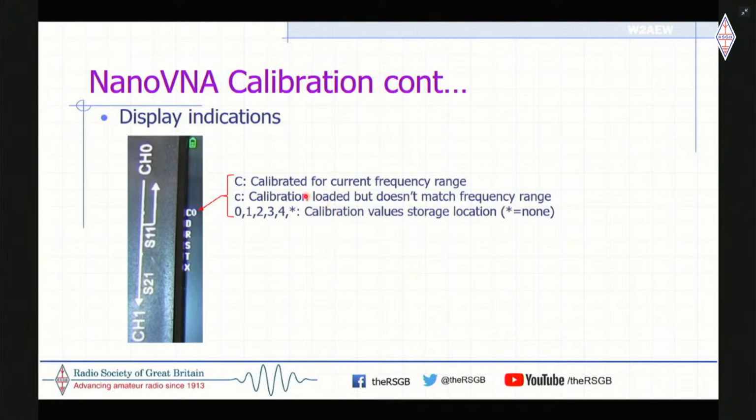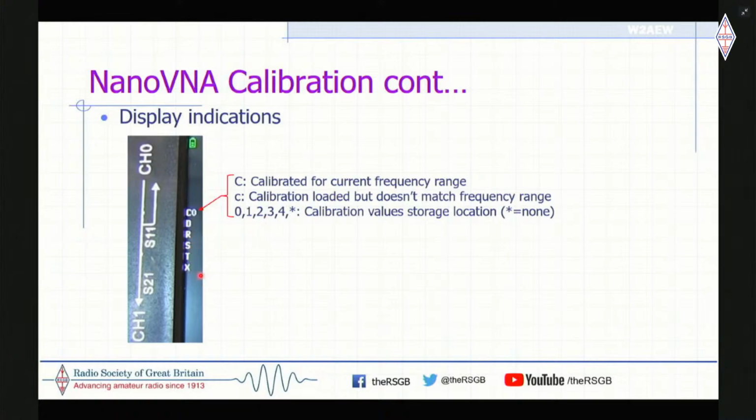Like I might have run a calibration from 10 to 12 megahertz, but now I'm measuring between 10 and 11 megahertz. So the calibration points don't match, but the interpolation is going to try to do something. So it tells you you're close, but you're still not perfect. And the number following the letter C is what memory location the calibration you're using is stored in. So you can use that to recall later on.